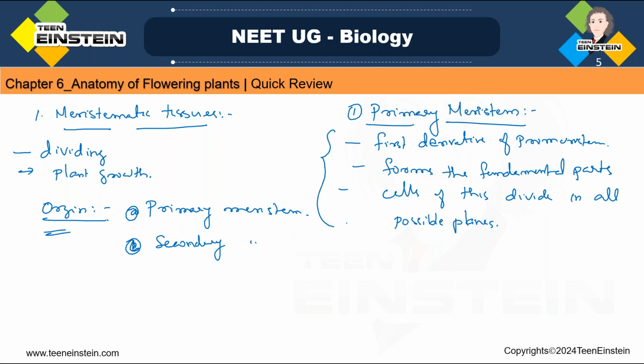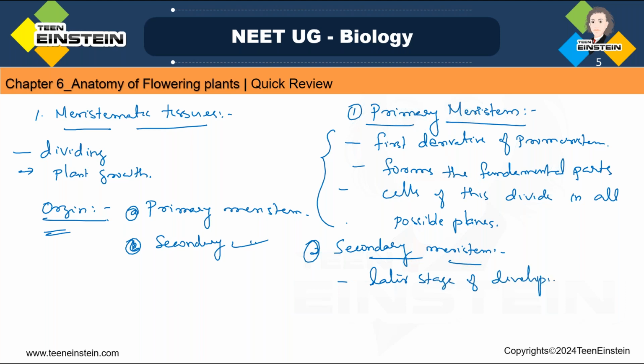And next we are moving to the secondary meristem. Here we said based on origin, it is divided into two groups, that is primary meristem and secondary meristem. So primary meristem we have already learned. Next we are moving to the secondary meristem. So what is a secondary meristem? Secondary meristem develops in the later stage of development, and it will always be lateral in position.